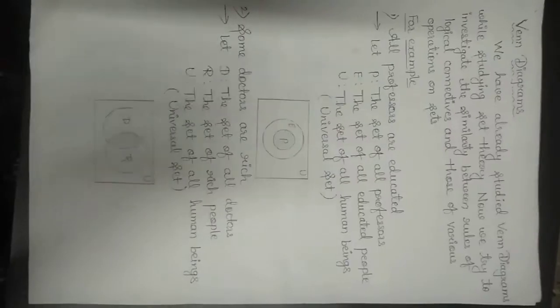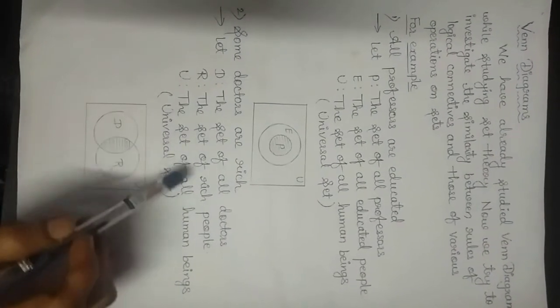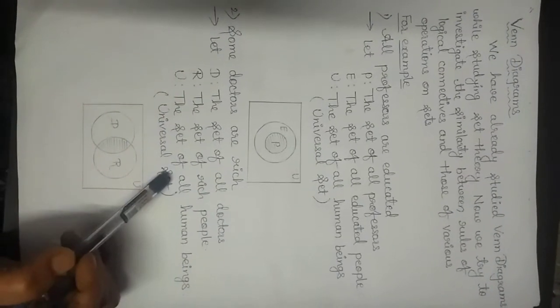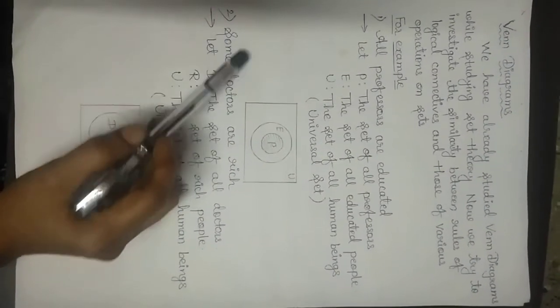Now we consider second, some doctors are rich. Now here we will consider D as the set of all doctors and R as the set of all rich people, and U is the set of all human beings. U is nothing but our universal set. Now here some is given.